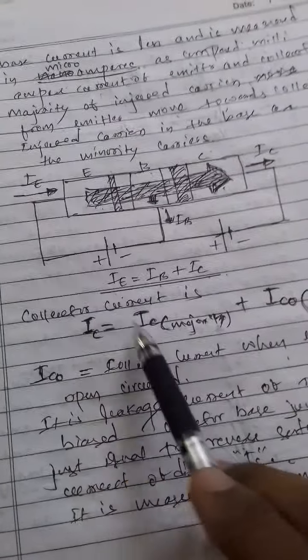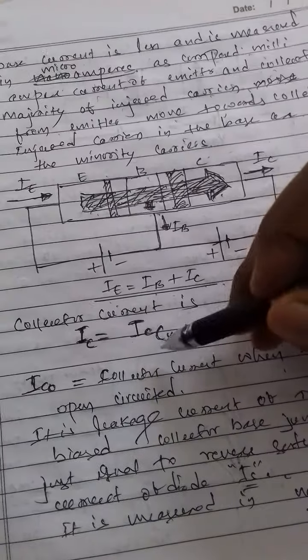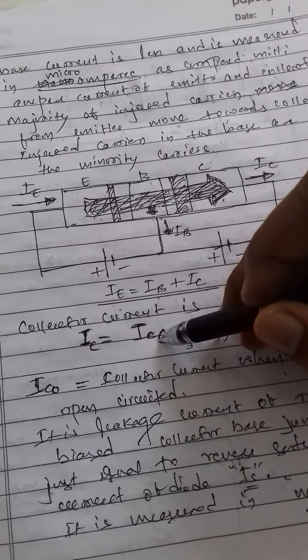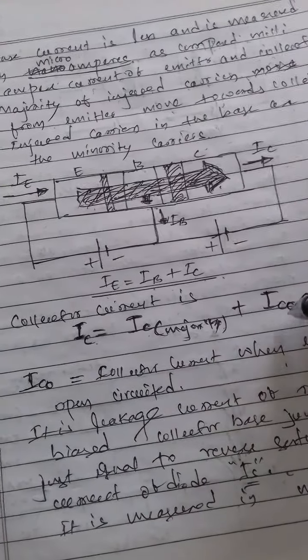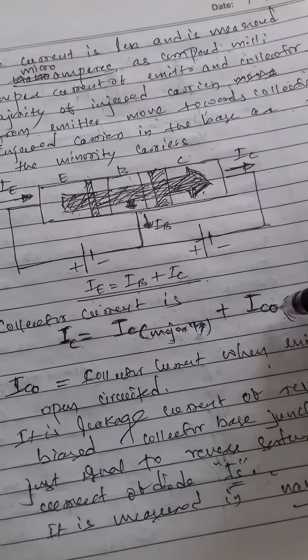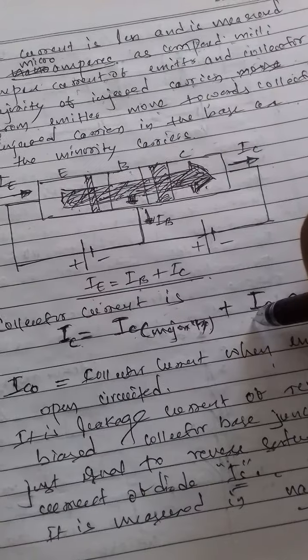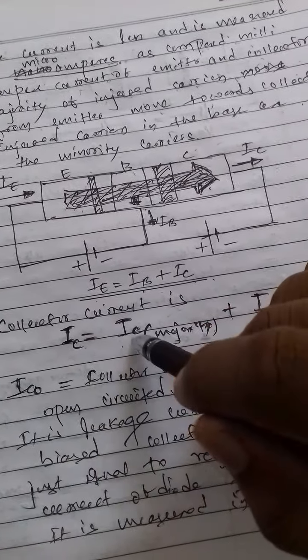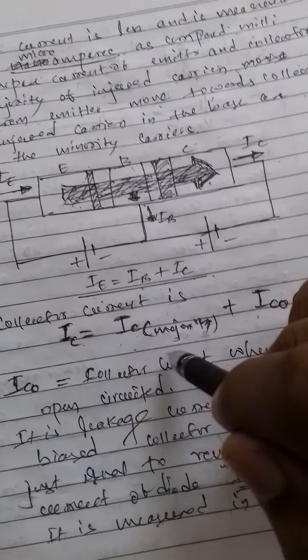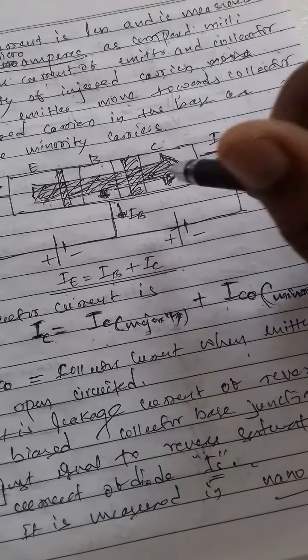So here the collector current IC is equal to the collector current of the majority carriers plus ICO, that is, the collector current due to the minority carriers of the reverse biased junction.